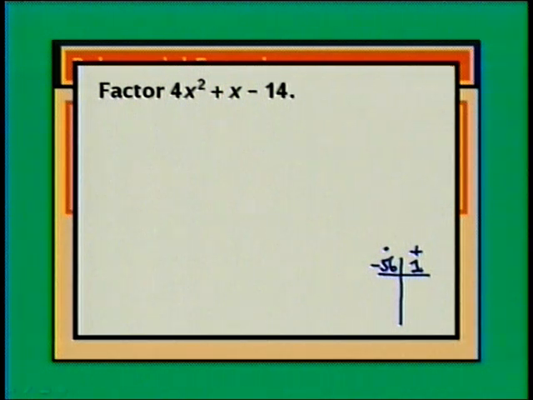So when I see 56, I start thinking about 8 and 7. And sure enough, the difference of 8 and 7 is 1. So the integer factors I'm looking for are positive 8 and negative 7, because those add to 1. Now what I'm going to do with those integer factors is use them in a strategy we call factoring by grouping. I'm going to take the linear term 1x, and I'm going to rewrite it as 8x minus 7x.